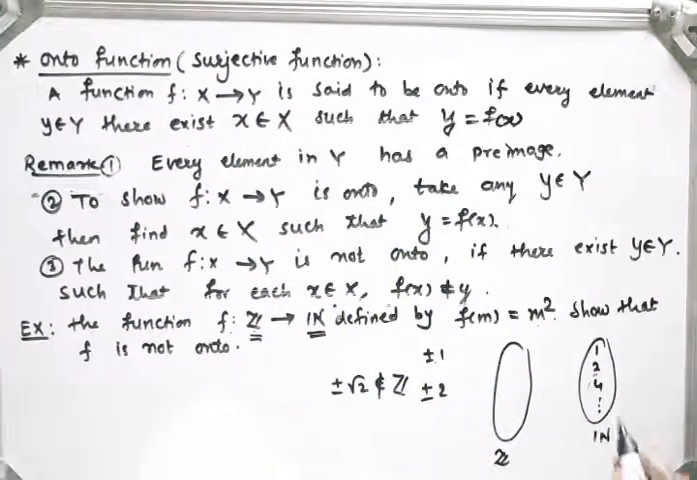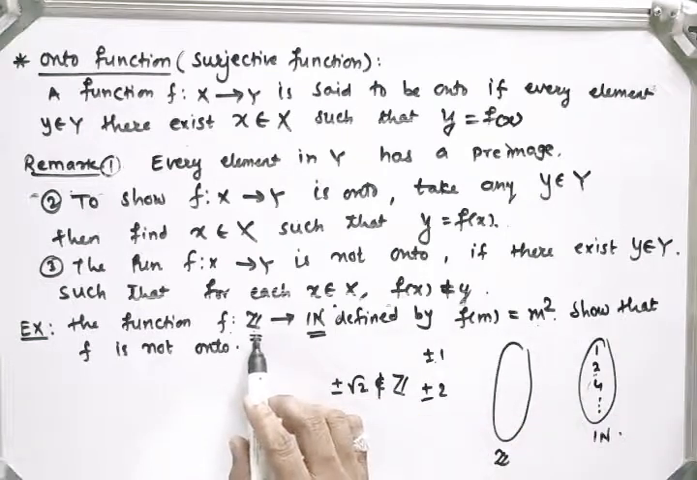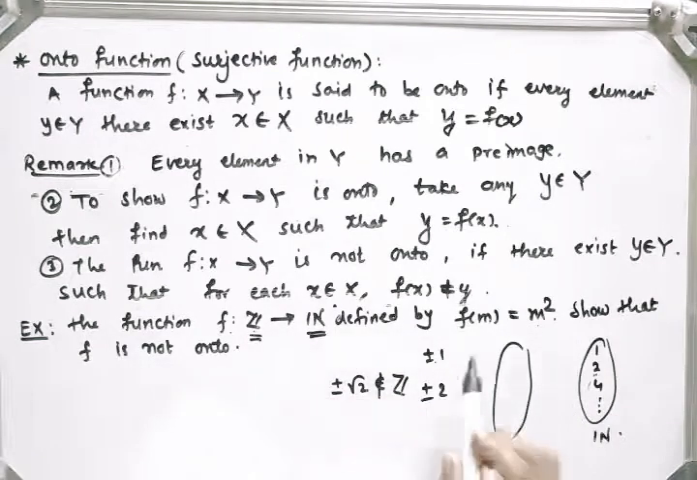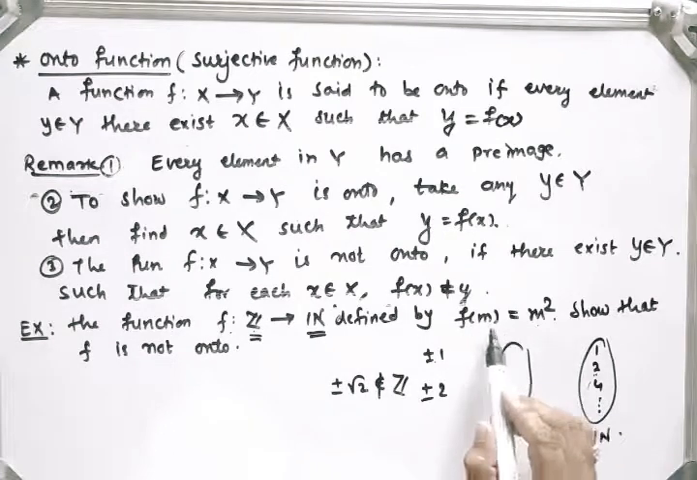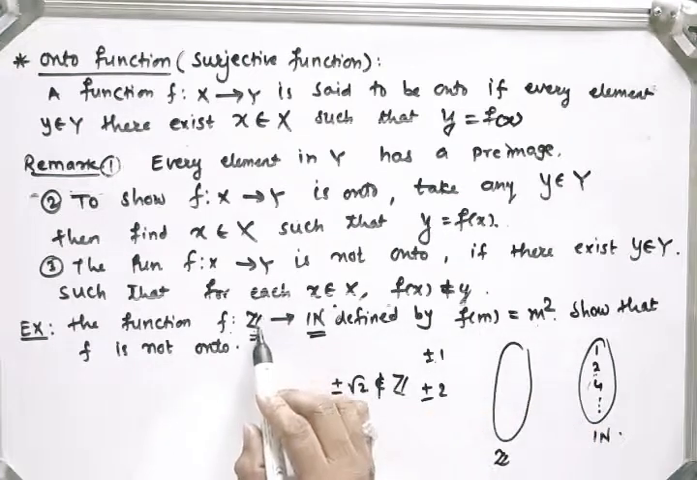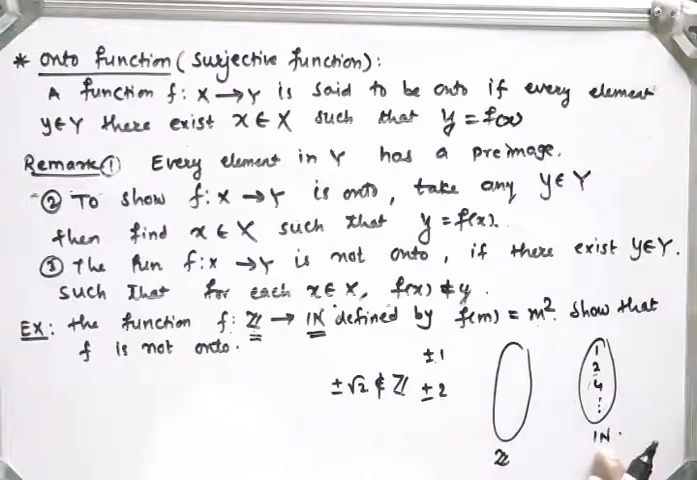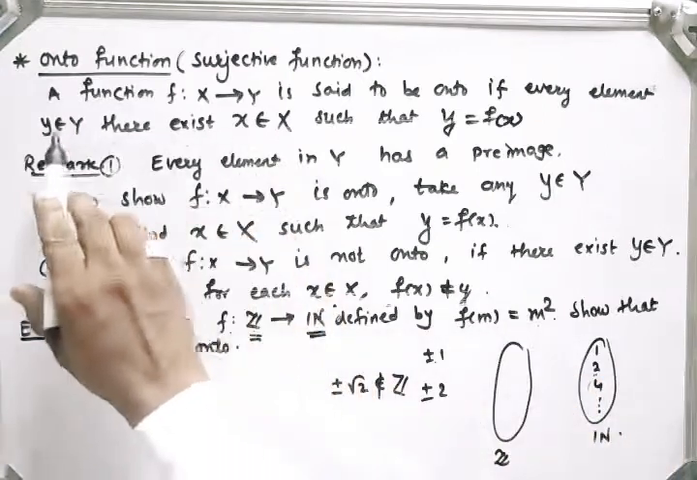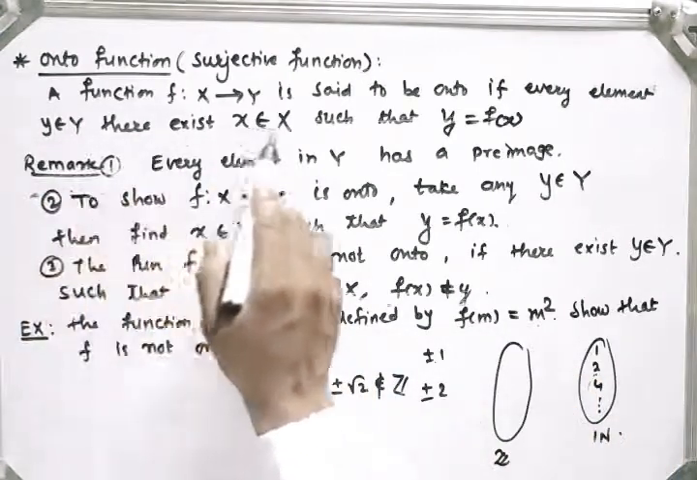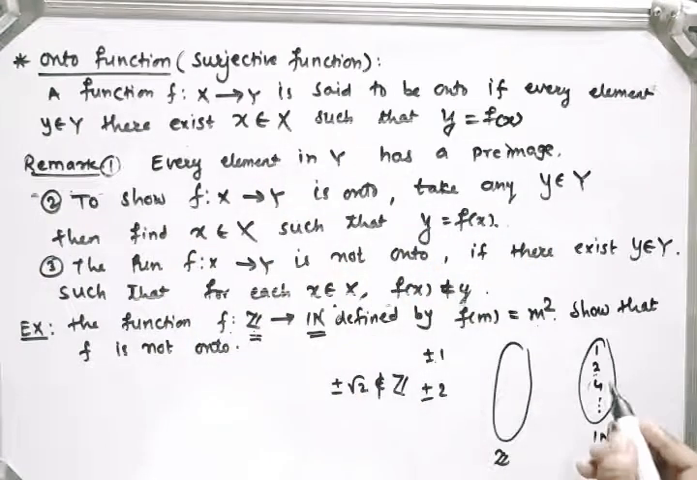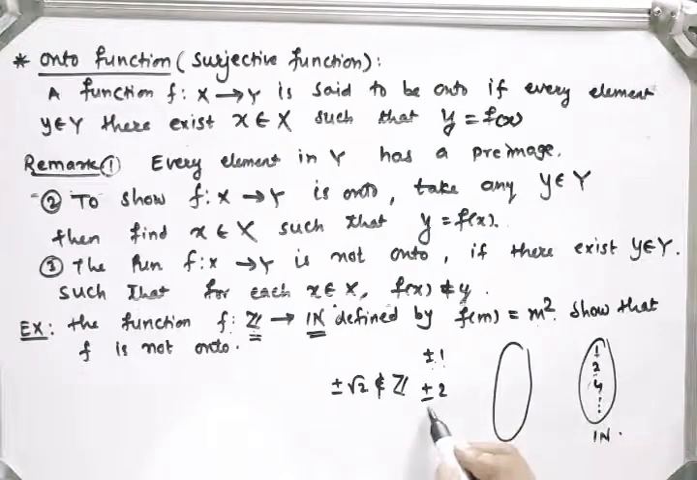So here, what is given? The set of integers to the set of natural numbers defined by the function f of m is equal to m square. So our domain is the set of integers and the codomain is the natural numbers. Every integer square is always positive, which is a natural number. So that is right, but what is the actual definition? For every y belonging to Y there exists x belonging to X such that y is equal to f of x. If I take 1, it has pre-image plus minus 1 in the set of integers. If I take 4, it has pre-image plus minus 2 in the set of integers.